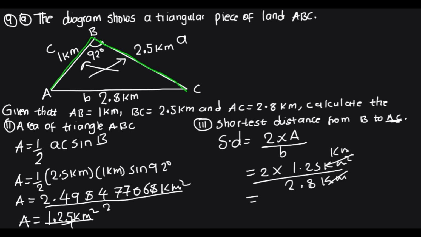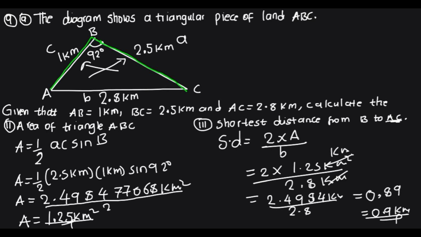So let's now multiply 1.25 times 2. I'm getting 2.49. So 2.4984 kilometers over 2.8. So if we divide by 2.8, my final answer is 0.89. So if we round off, is 0.9 kilometers. So this is our shortest distance.